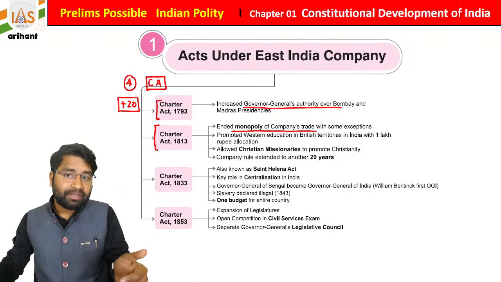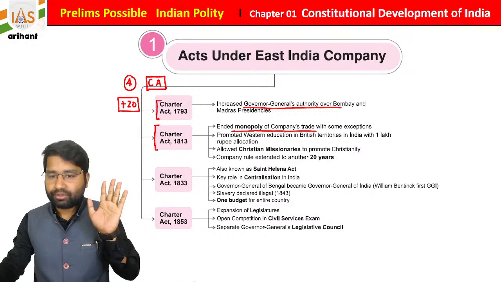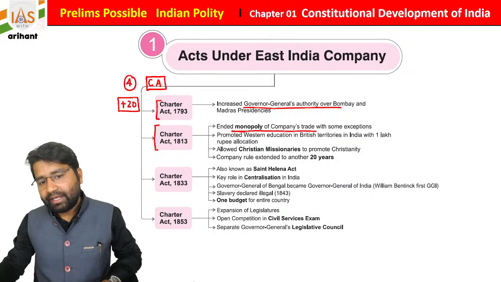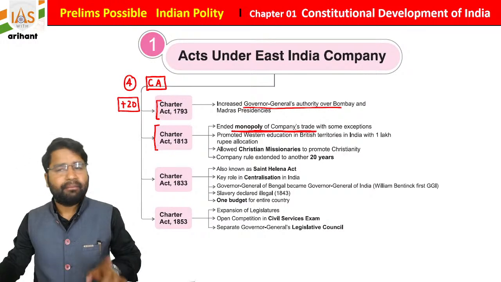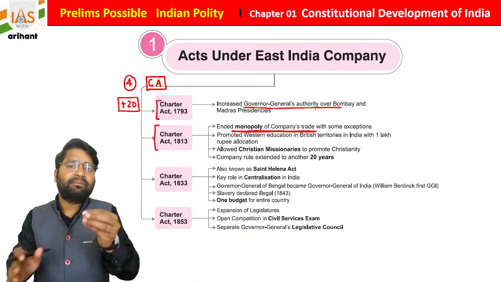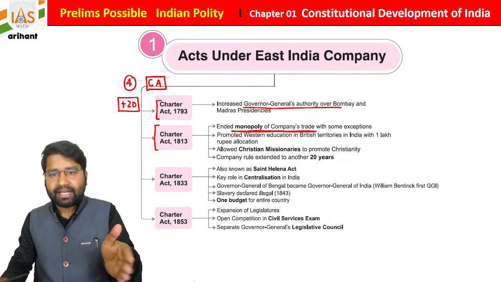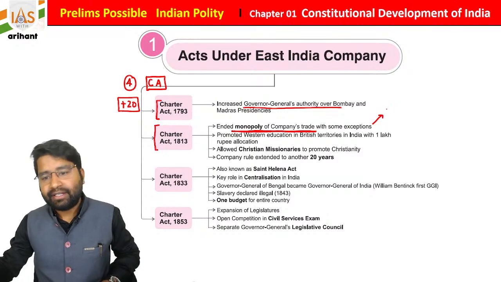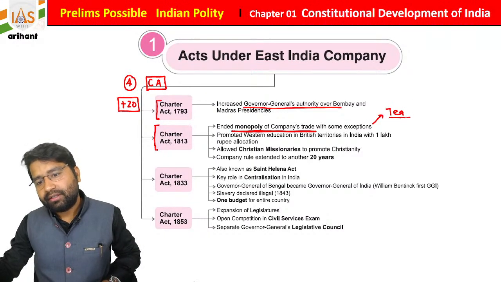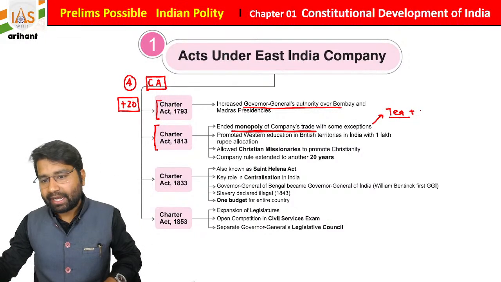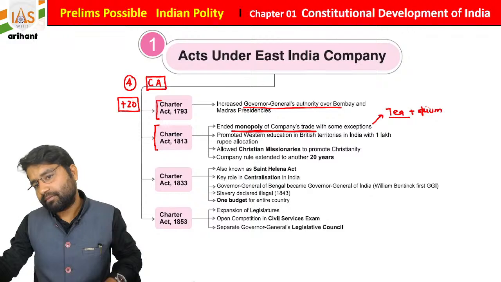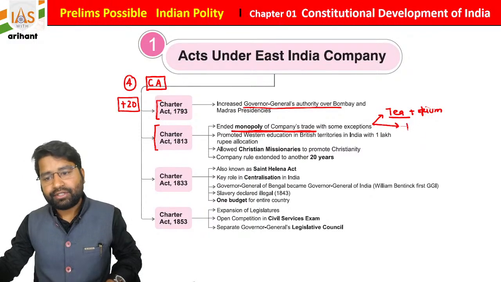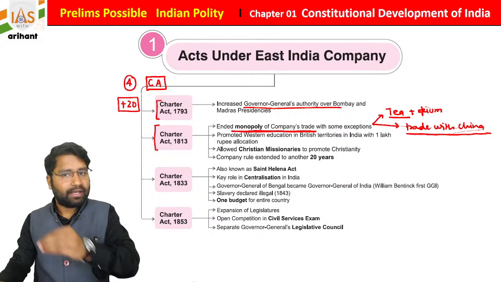Now more companies from Britain can come to India and do trade. Okay, so they ended the monopoly of the company, but students, there were some limitations, some exceptions that were not ended. These exceptions were trade in tea, which was limited to the British East India Company, as well as opium, and trade with China. These two were the exceptions.